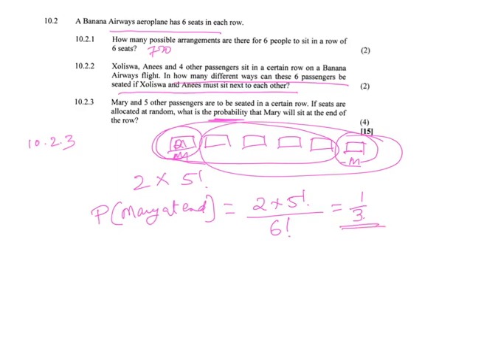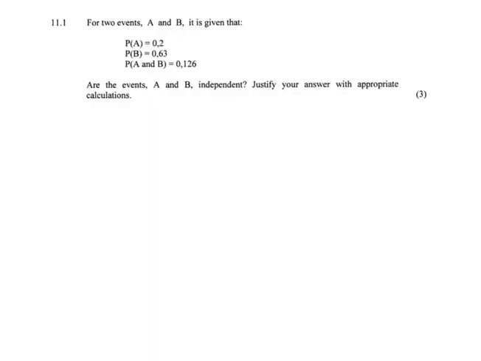So that's the answer. The key here is end of the row. End of the row means there are 2 possibilities. It can be on the left hand side or on the right hand side. So the probability of Mary at the end of the row is 2 times 5 factorial, for the remaining 5 people. So that's my answer, 1/3. Again, it's a typical exam question.